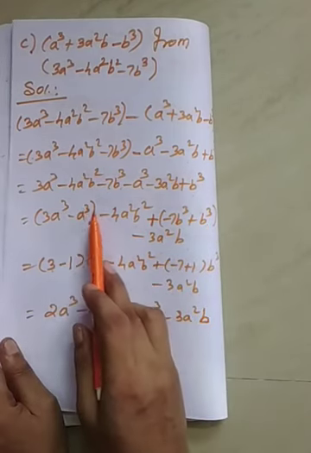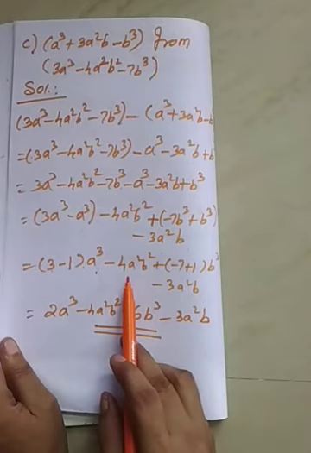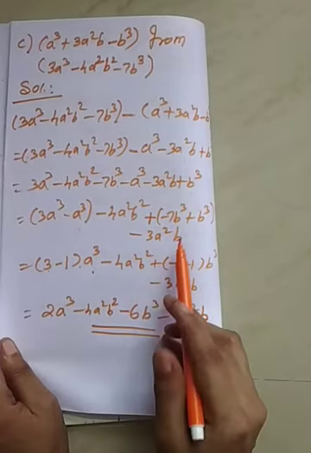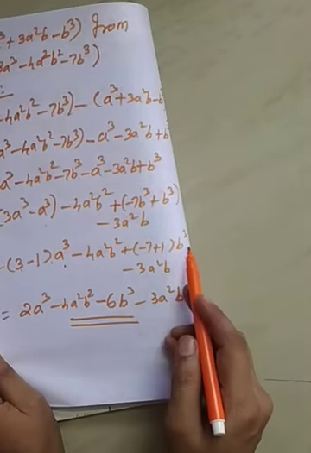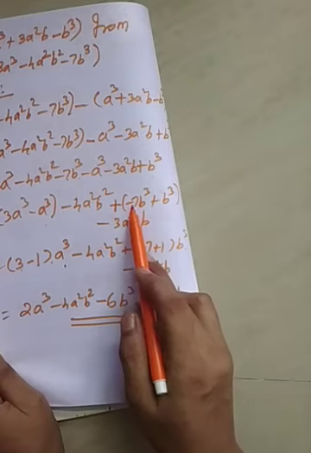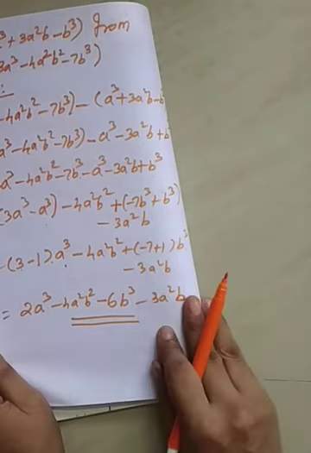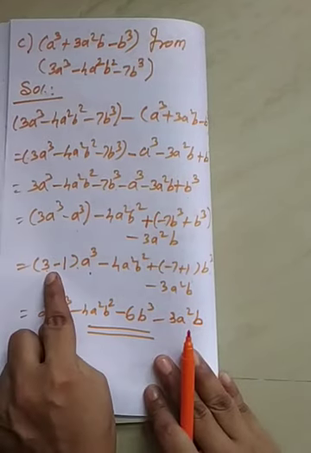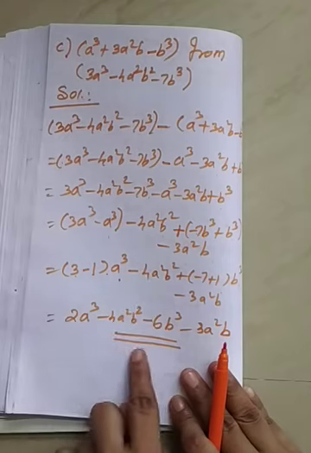In this one a cube is the common value. So you have to write. Next minus 4a squared b squared plus here b cube is the common value. So you can take b cube is the common here. Write the remaining one is minus 7 plus 1. After that you have to write 3a squared b. Now 3 minus 1, what is that? 2. Okay, a cube minus 4a squared b square.